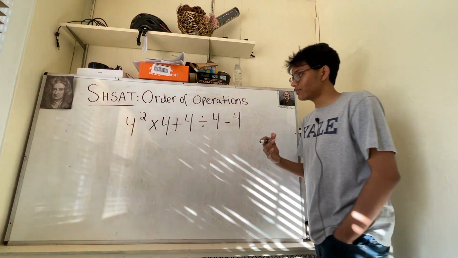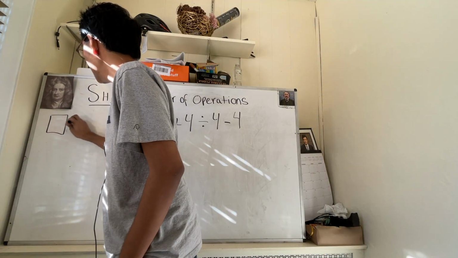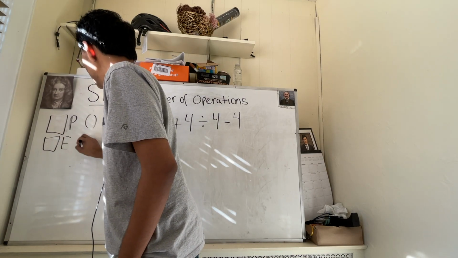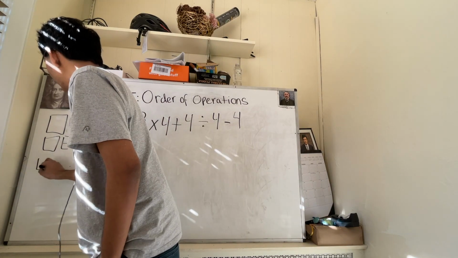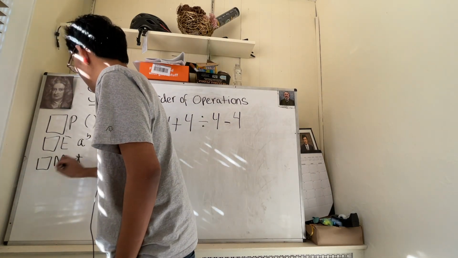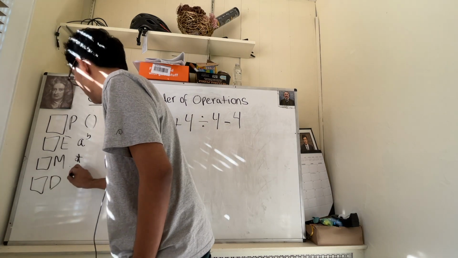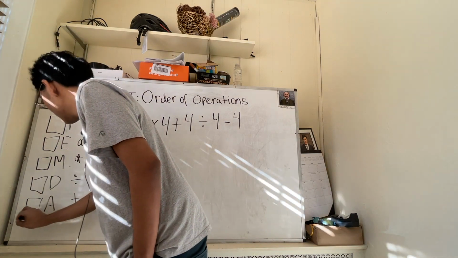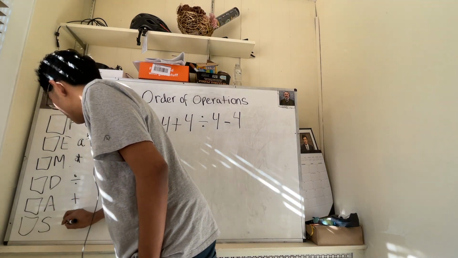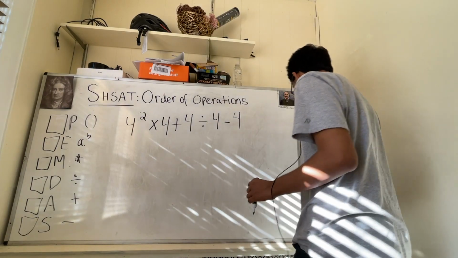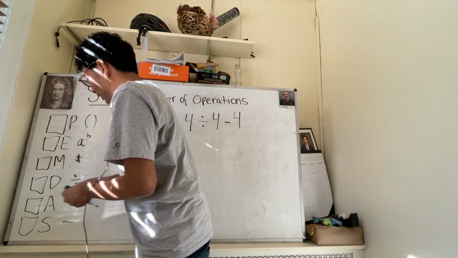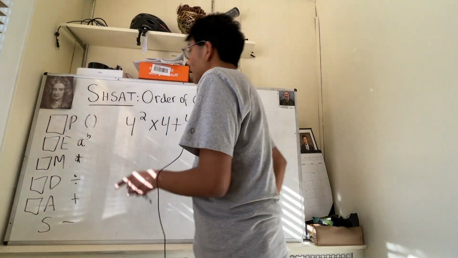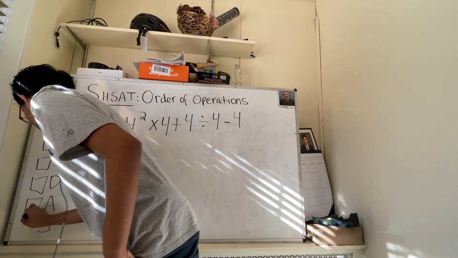What is our recipe? Our first step is P for parentheses, then we have E for exponents, then we have M for multiplication, right? Then we have D for division, then we have A for addition, and finally we have S for subtraction. Okay, so we have our 6-step recipe, and we're gonna follow it right down to every single step. Let's try our first step here.